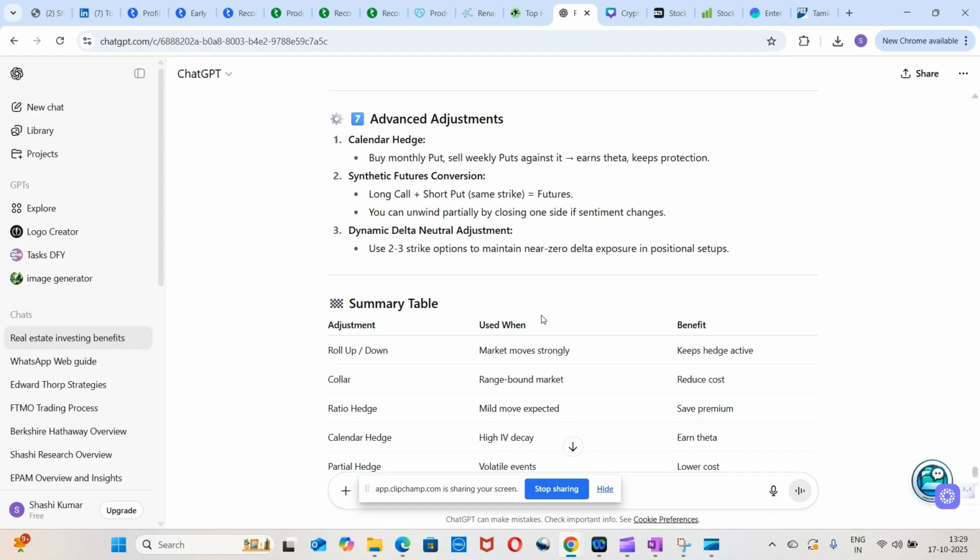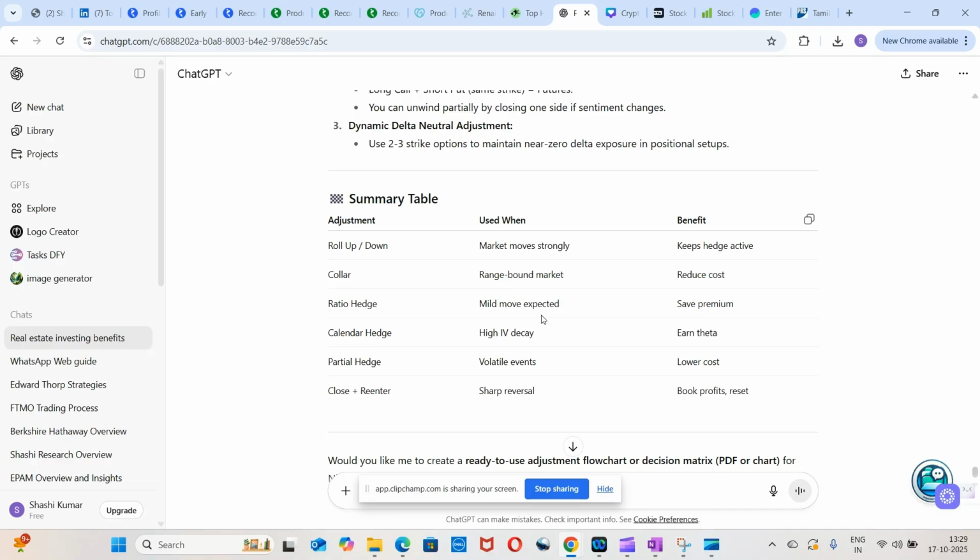So the summary of adjustments is: roll up and down is used when the market is moving strongly, and this will keep your hedge active. A collar in a range bound market you can do to reduce the cost. A ratio hedge you can use for a mild move when you are expecting to save premium. A calendar hedge you can use when high IV decay is there, to earn theta. A partial hedge adjustment you can use when volatile events are there, and you will have lower cost here. Close plus re-enter is for a sharp reversal: book profits and reset.